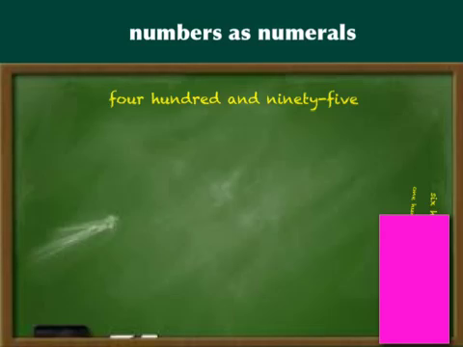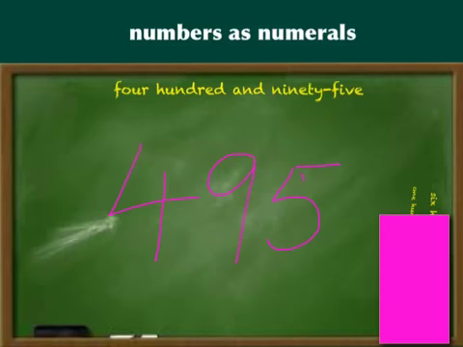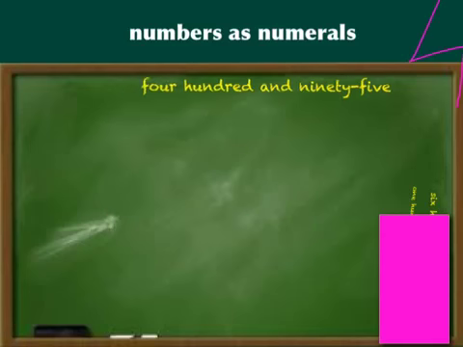I'm going to write it in pink this time. Let's have a look, do my hundreds first. 400 and 95. That's the next one. Alright. Okay, next one.